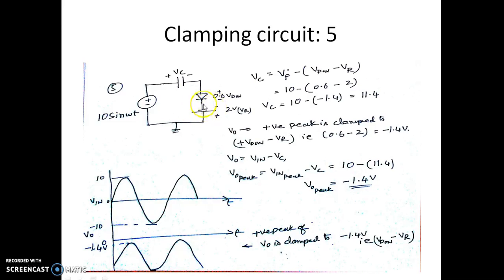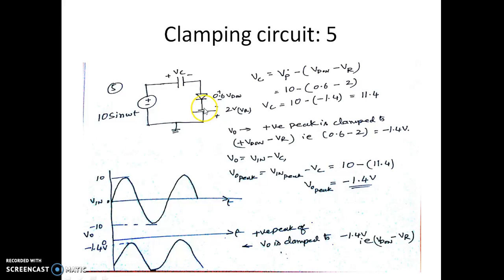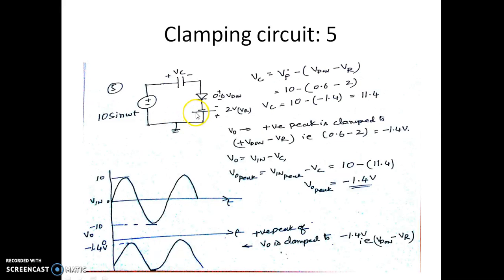If the polarity is the opposite, that is if this is plus and the negative is grounded, as in the previous case, then the positive peak is clamped to VD-on plus VR. So this is the major difference in having a battery with a polarity of this type or this one.